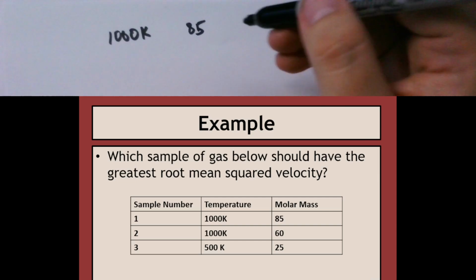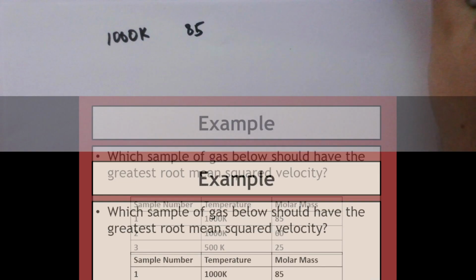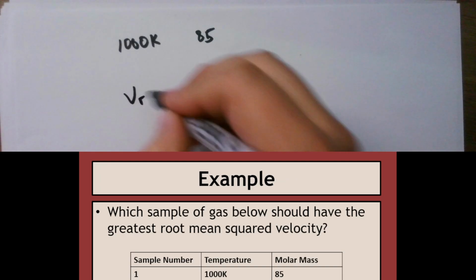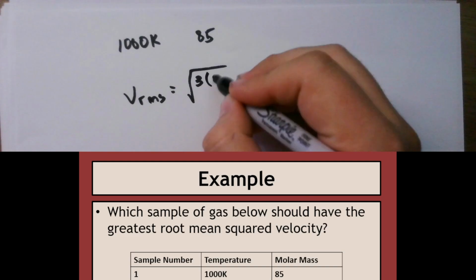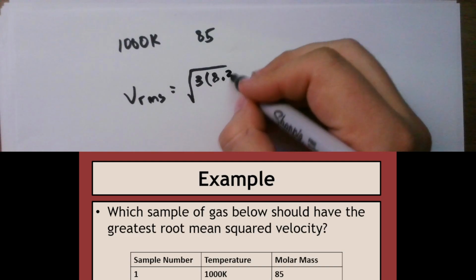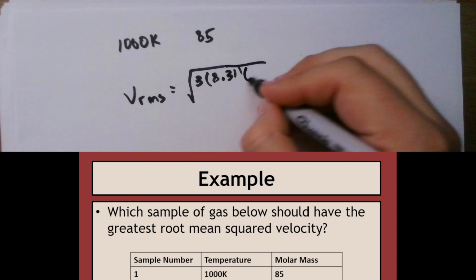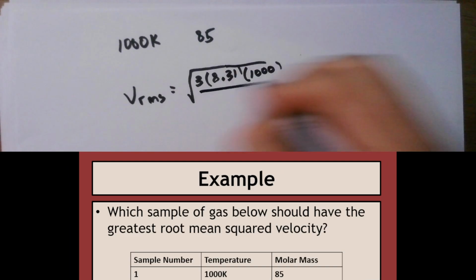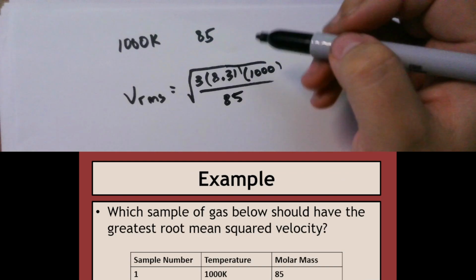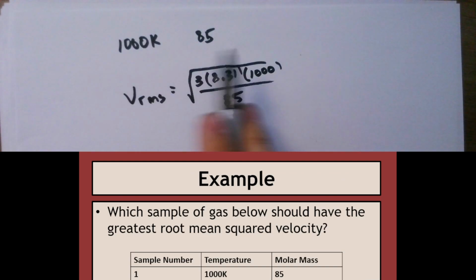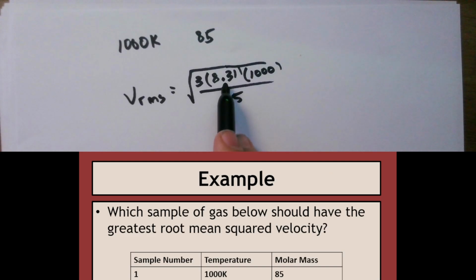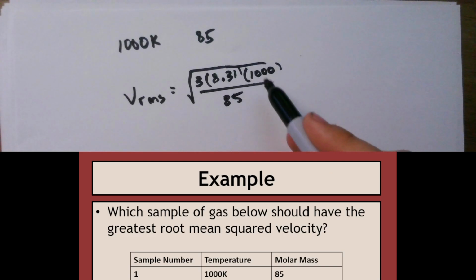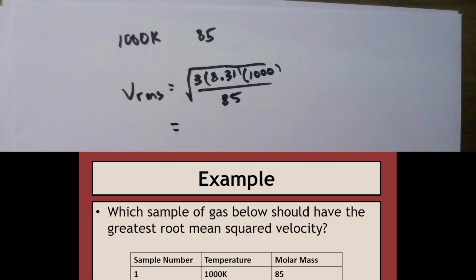Okay, what we're going to do is plug that into velocity RMS equals the square root of 3R, R is just 8.31, times temperature, 1000, over 85, the molar mass. So you're just going to take these two numbers into the velocity root mean squared formula and plug them in. The 3 and the 8.31 are just constants, they'll just be numbers. You plug in the temperature to the top, the mass to the bottom, type this all into your calculator, and see what you get.